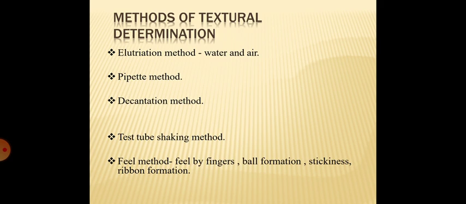There are some methods of textural determination, that are elutriation method, that is water and air, pipette method, decantation method, test tube shaking method, feel by fingers, ball formation, stickiness or ribbon formation.